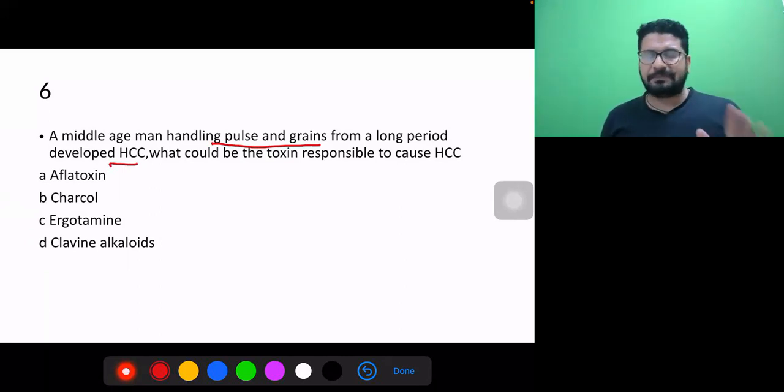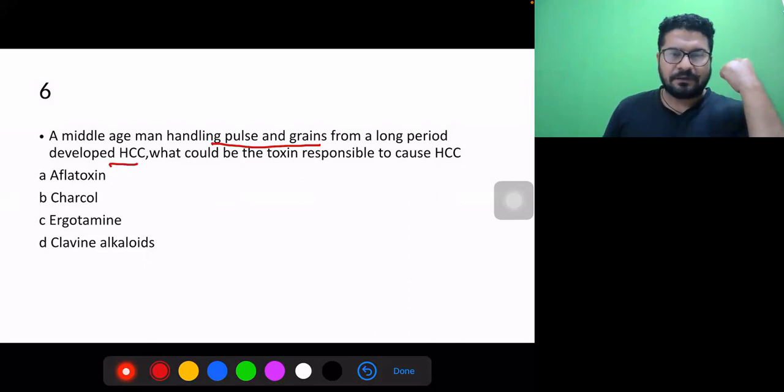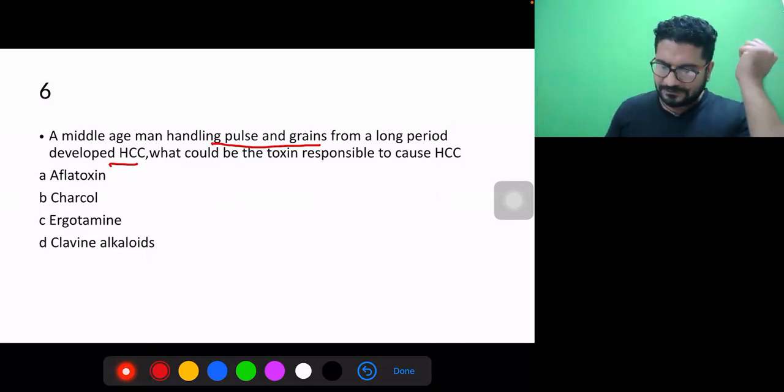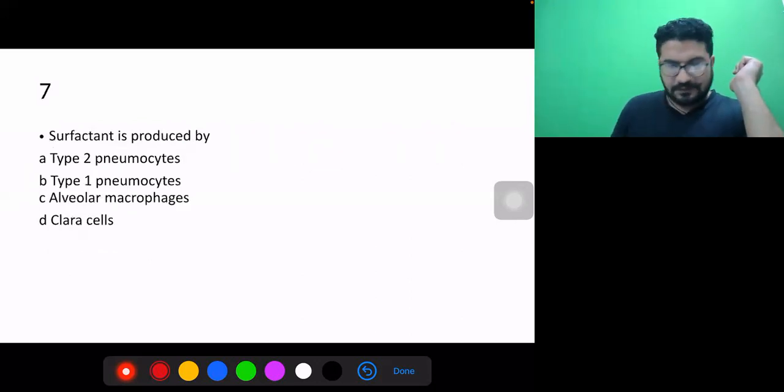This is again an indirect question. This is a repeat question that has come in the past 2-3 years. This question is coming again and again, but this time it was asked indirectly in a clinical case format. They are asking you the carcinogen for hepatocellular carcinoma. The answer will be aflatoxin.